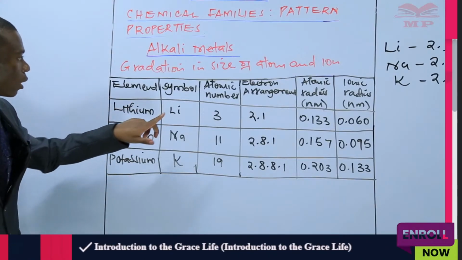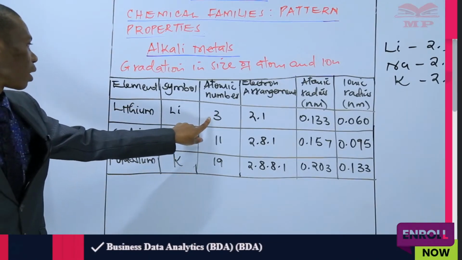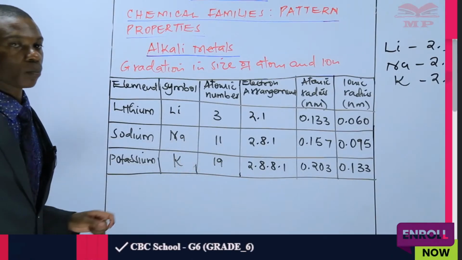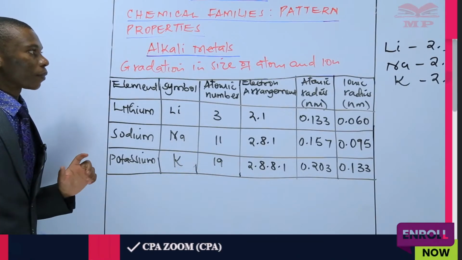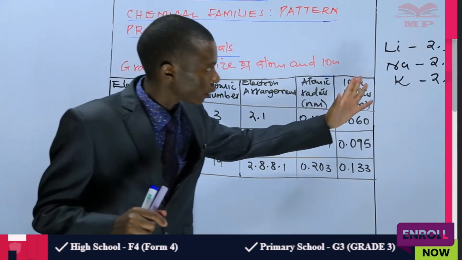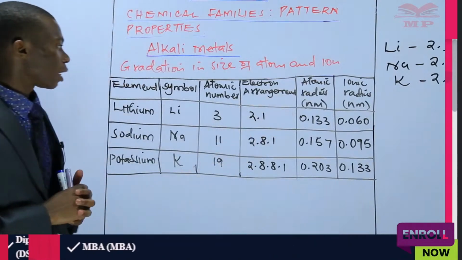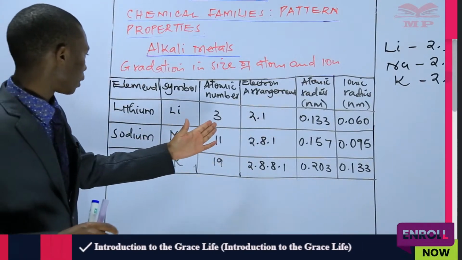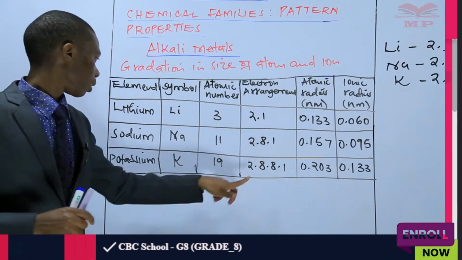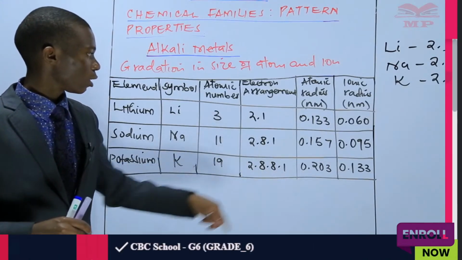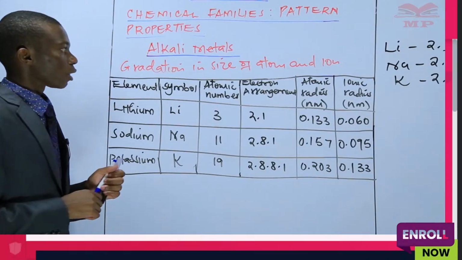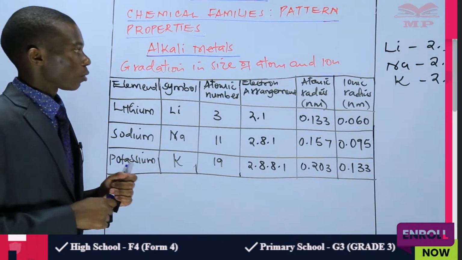Those are the symbols. The atomic number: lithium has atomic number 3, sodium has atomic number 11, and potassium has atomic number 19. Then writing the electron arrangement, these ones we have already written or discussed in the previous lesson. So lithium has configuration of 2,1, sodium 2,8,1, then potassium 2,8,8,1.